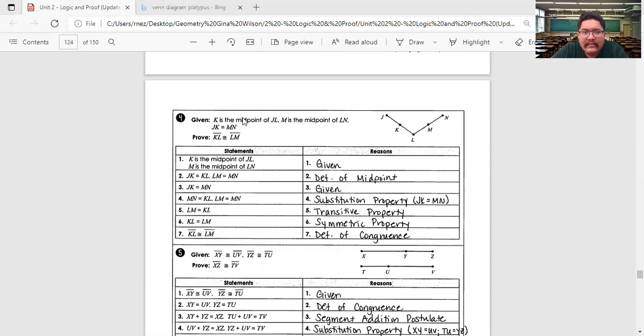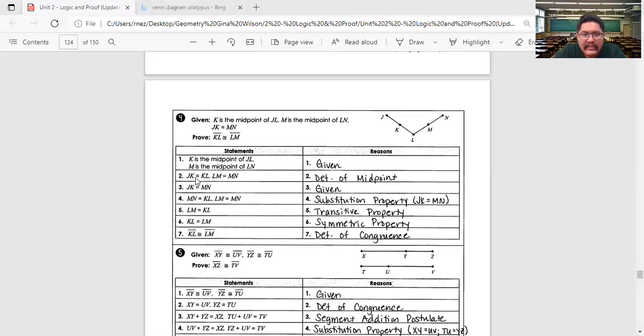So here I have K, and it's telling us that K is the midpoint of JL. M is the midpoint of LN. So we know that M and K are the midpoints of their own line segments. What we want to do is prove that KL is the same as LM. So those are the givens, and it's always helpful to start with the givens. Anytime something is given, it's always assumed to be true.